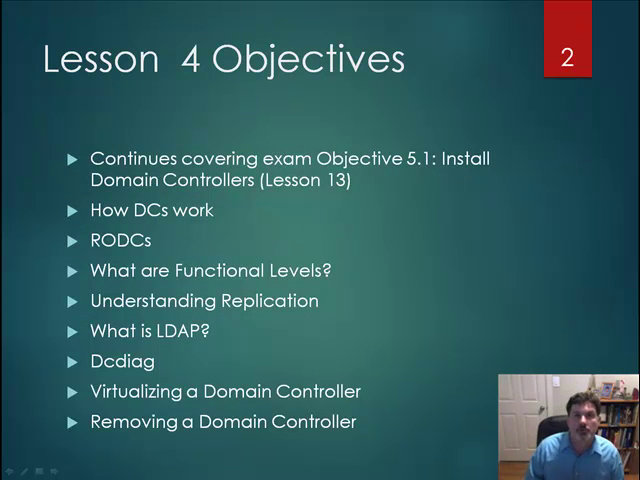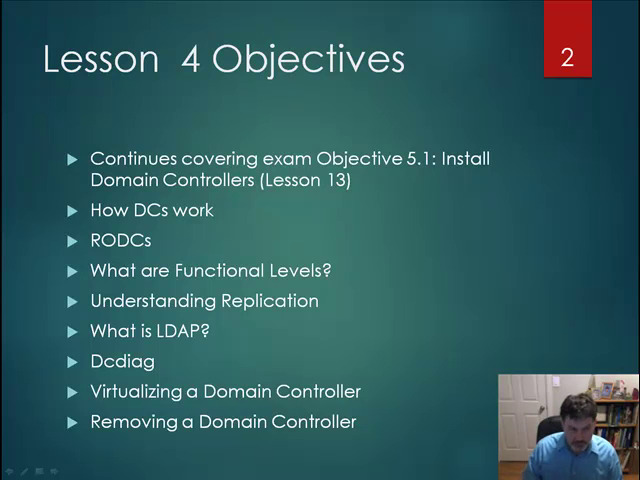Now that we have a domain controller built, it's probably a good idea for us to understand a little bit about how they work. We're going to finish covering exam objective 5.1 today, which is really lesson 13 if you're following along in our book. We're going to be talking a little bit today about how domain controllers work and some of the roles that they have. We'll outline those roles today. We'll talk about read-only domain controllers and when to use them. We'll look at functional levels, and we'll talk a little about replication today.